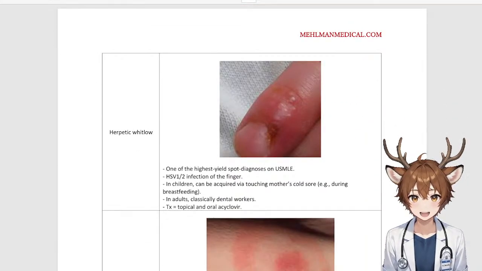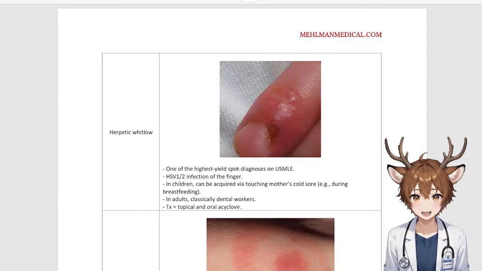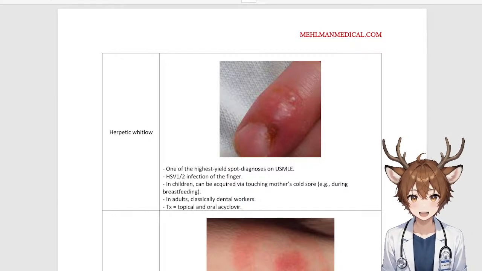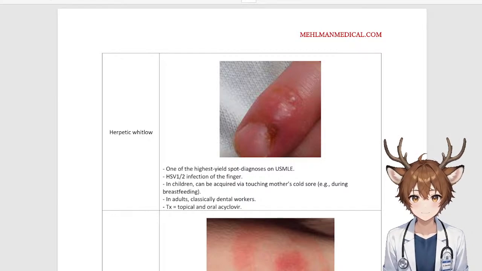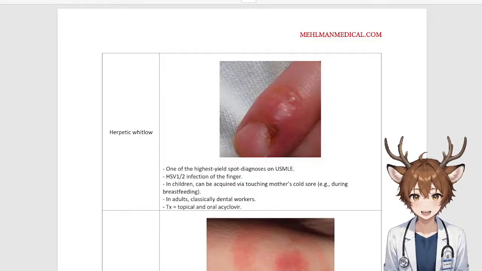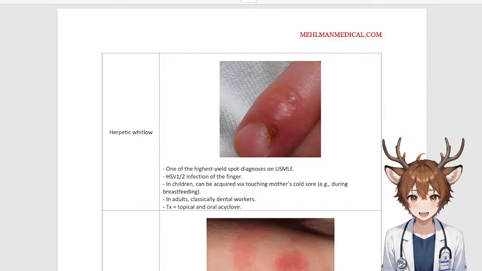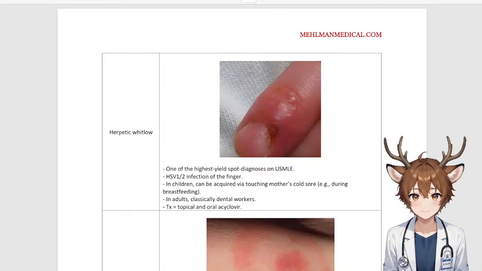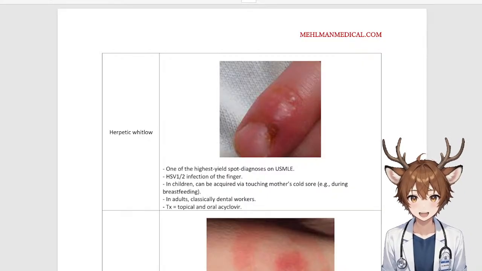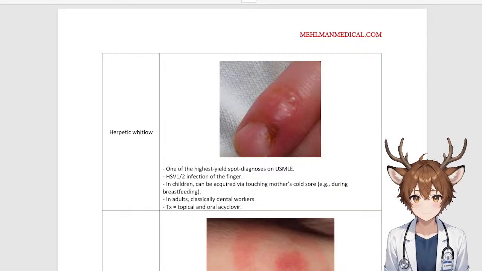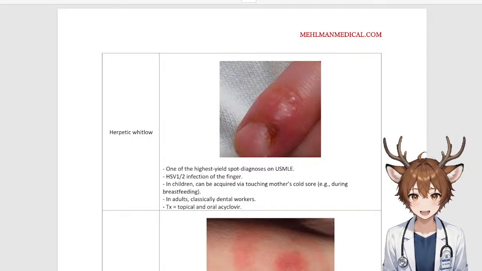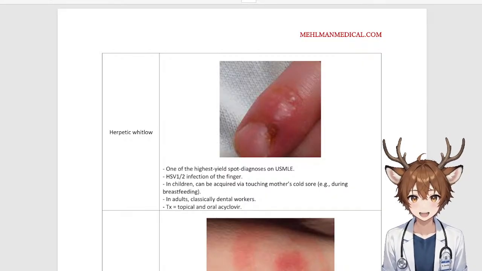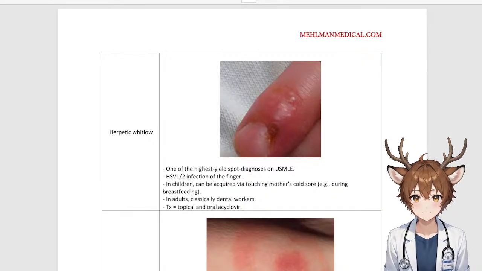What about herpetic whitlow? So herpetic whitlow, one of the highest yield spot diagnoses on USMLE, HSV1/2 infection of the finger. In children can be acquired via touching mother's cold sore, that is to say, during breastfeeding. In adults, classically in dental workers, because you're putting your hands near their face, right? Treatment would be topical or oral acyclovir.